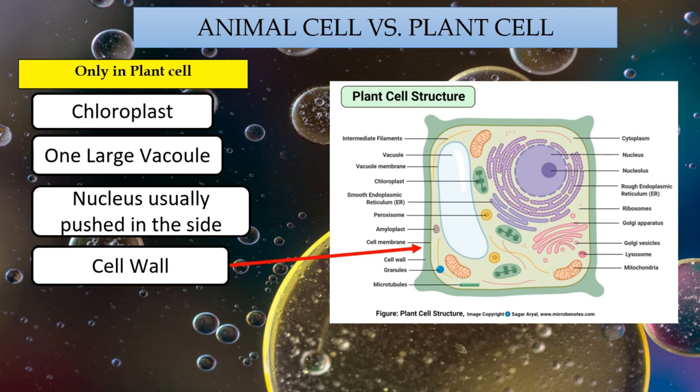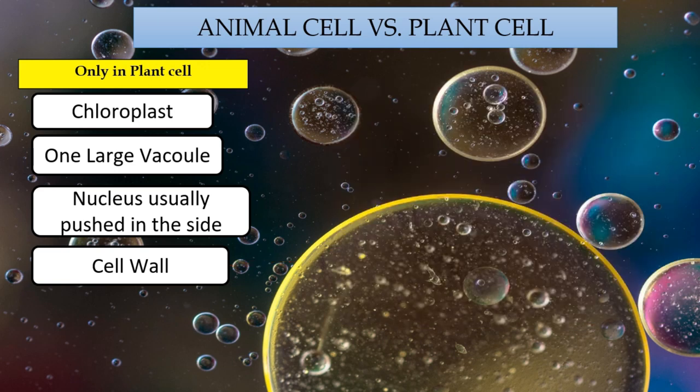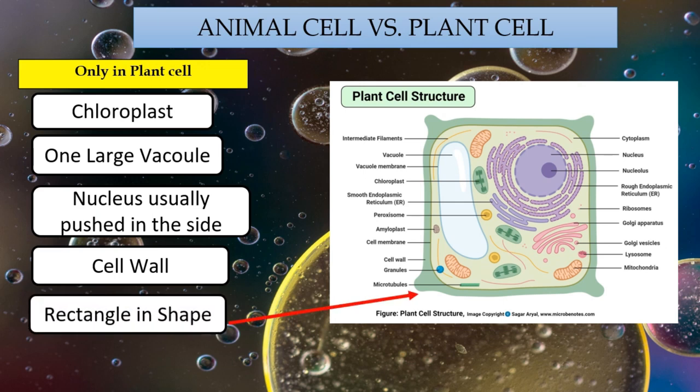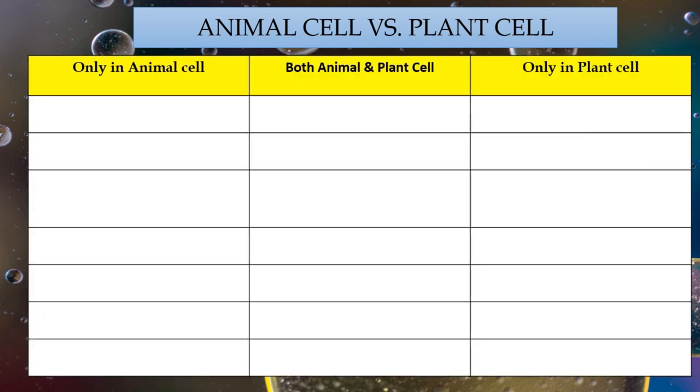Plant cells have both a cell membrane and a cell wall, which provide tensile strength and protection against mechanical and osmotic stress. And lastly, a plant cell is rectangular in shape. In summary, plant cells and animal cells have the following common differences.